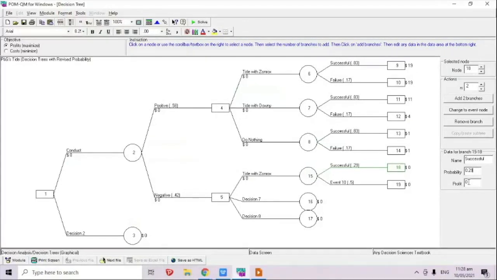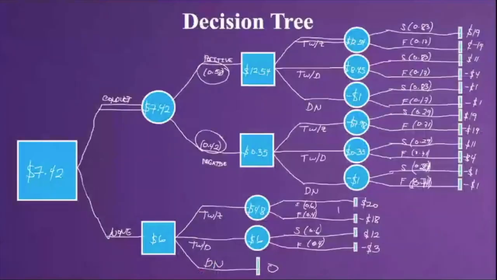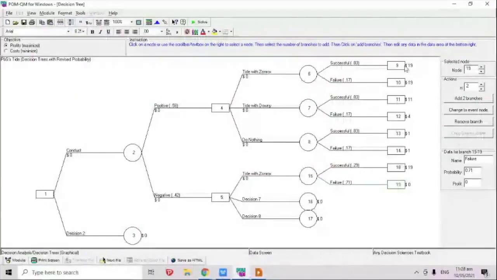0.29, payoff of 19. Next, for the failure, let's write here failure and probability of 0.71, payoff of -19. Actually, the payoff are just the same even if that is positive or negative. So, let's write here -19.